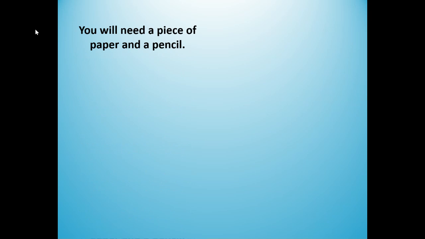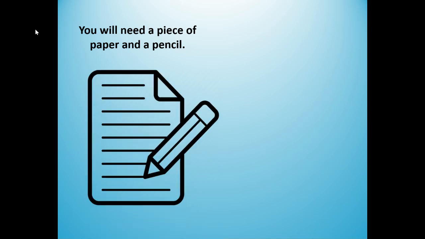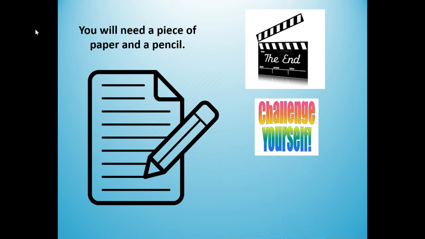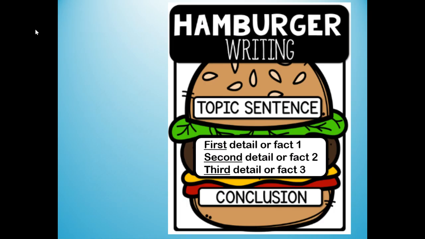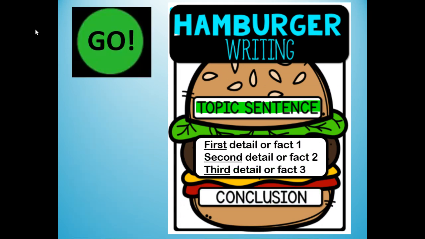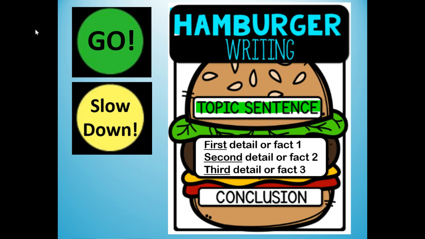For this lesson, you will need a piece of paper and a pencil, because at the end of our review, you're going to challenge yourself and do some hamburger writing. That means I'm going to give you a topic sentence. Green means go, state your topic. Then you're going to slow down and write your first detail or fact 1 sentence.